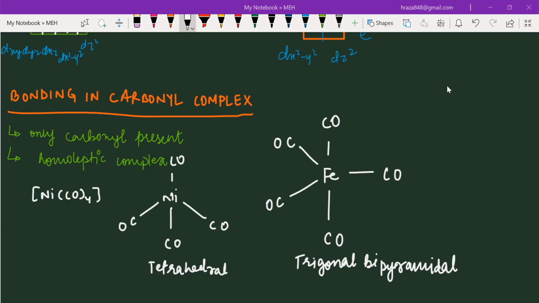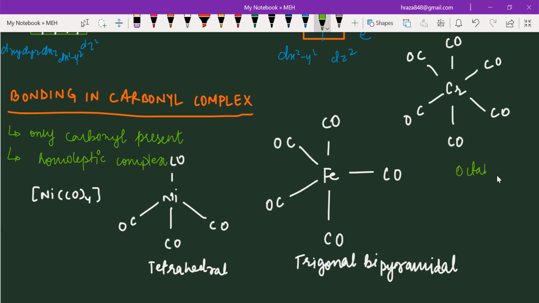Then there is a carbonyl compound that is having 6 coordination number, like this. You can see it has 6 coordination number. So 6 coordination number means the geometry will be octahedral, right? Geometry depends upon the coordination number, yes or no? Yes, sir. Please do write it.